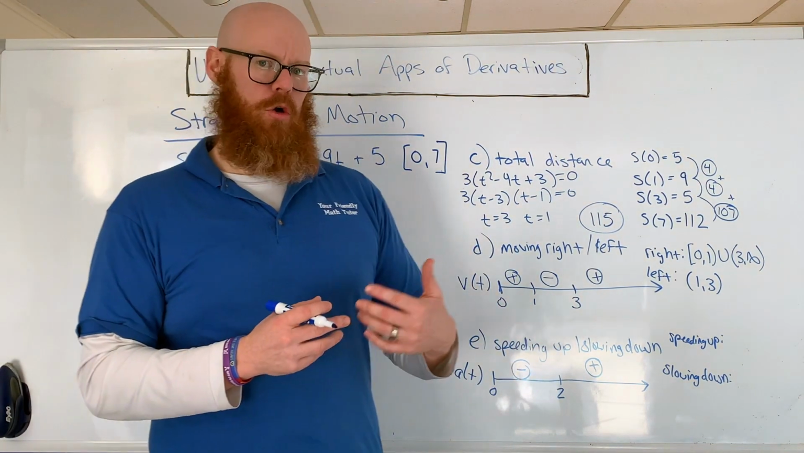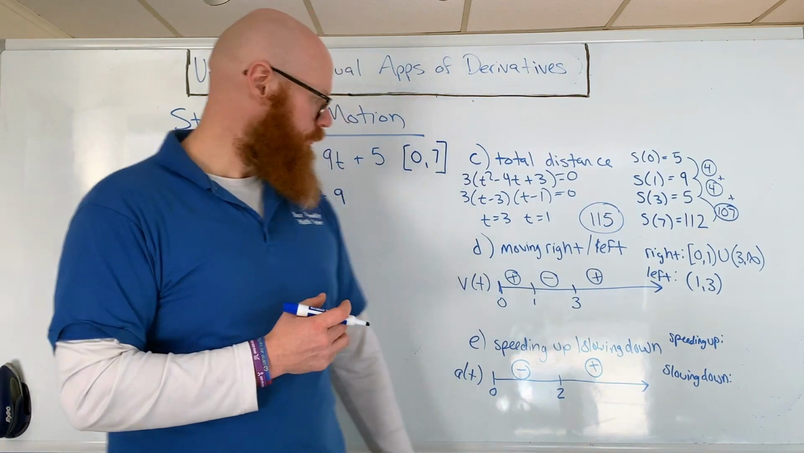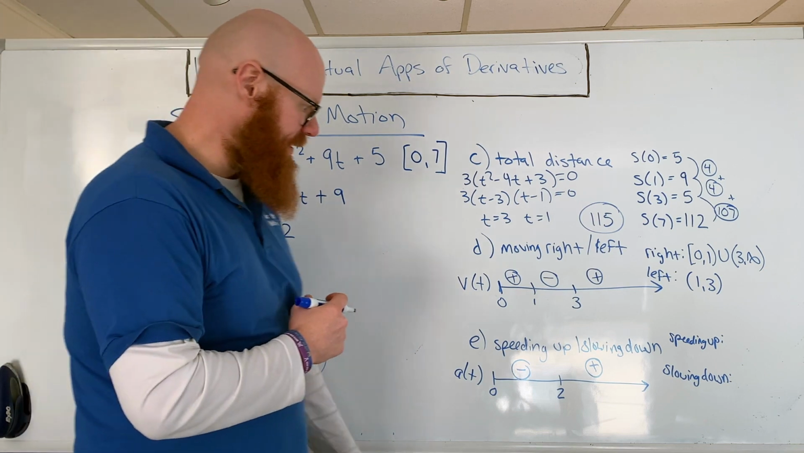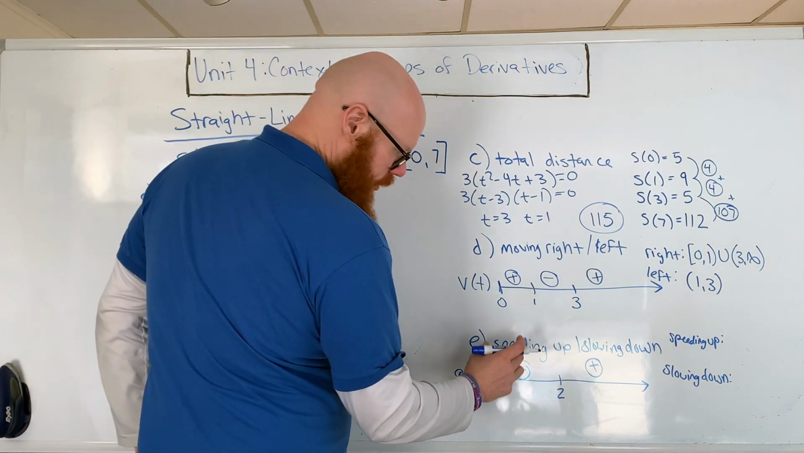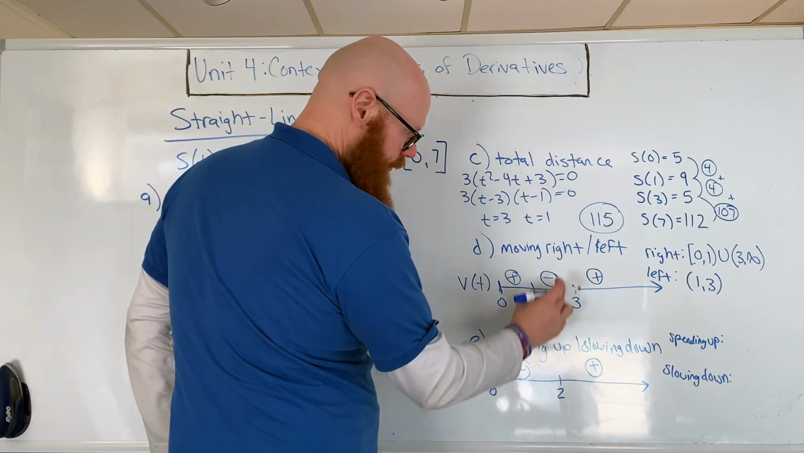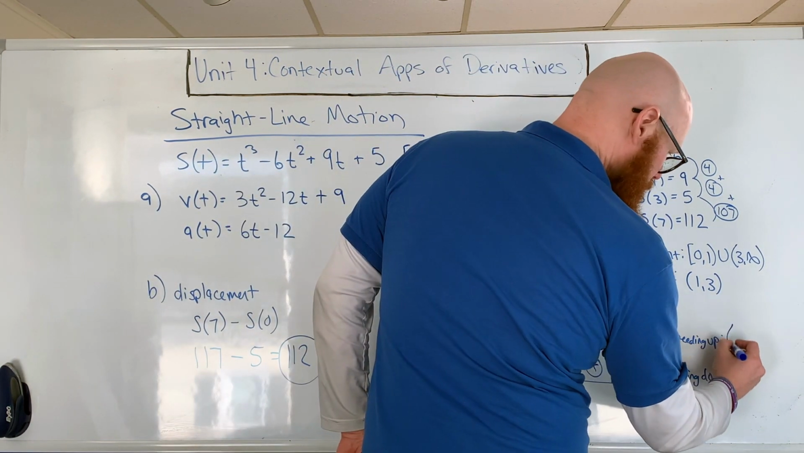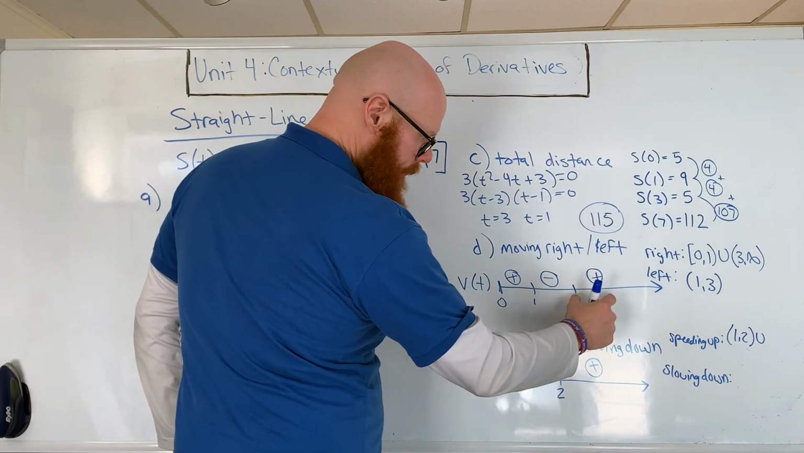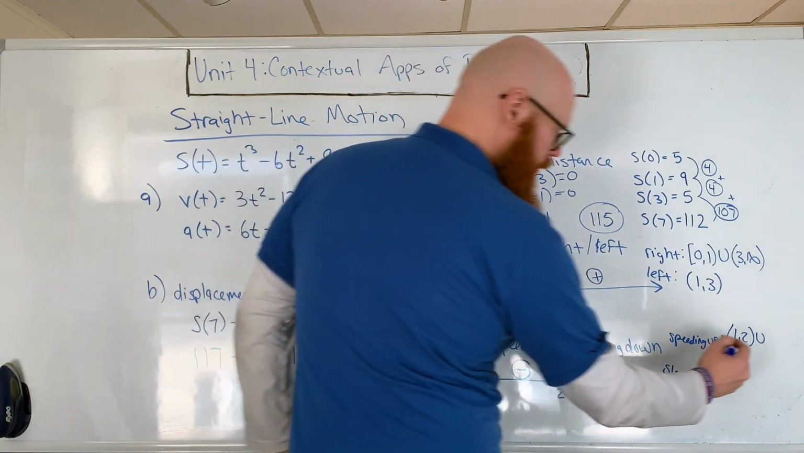Slowing down is going to occur when you have opposite signs. So speeding up is where they're the same sign. That's going to first occur from 1 to 2. They're both going to be negative, all right? So from 1 to 2. And then they'll both be positive from 3 to infinity.